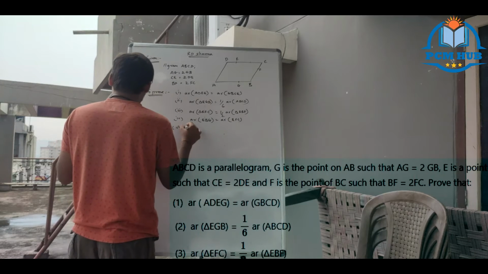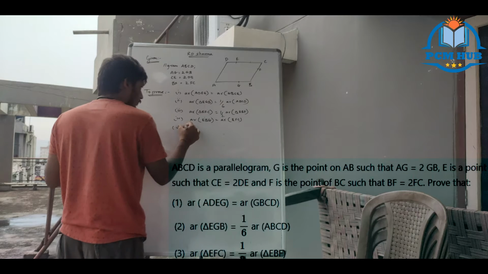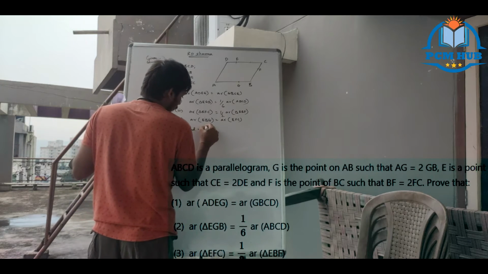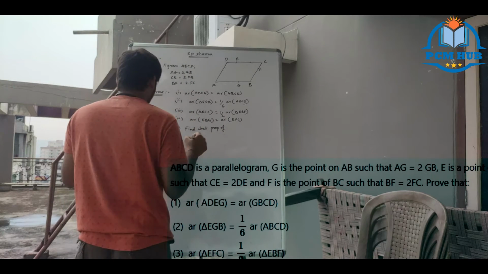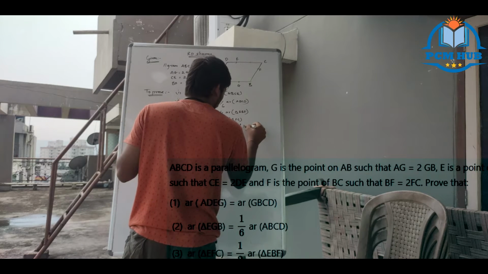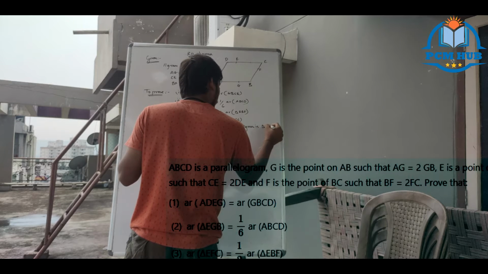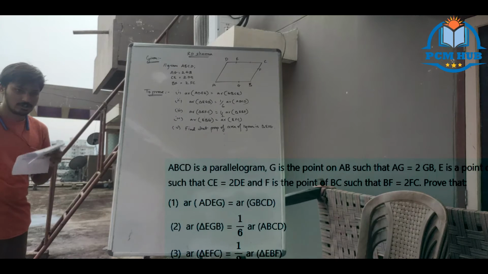The last one is find what proportion of area of parallelogram is the area of triangle EFG. Correct. This is the problem.